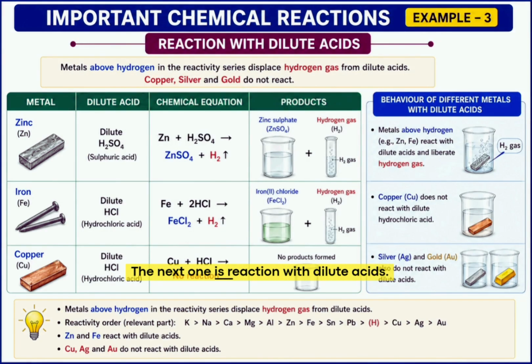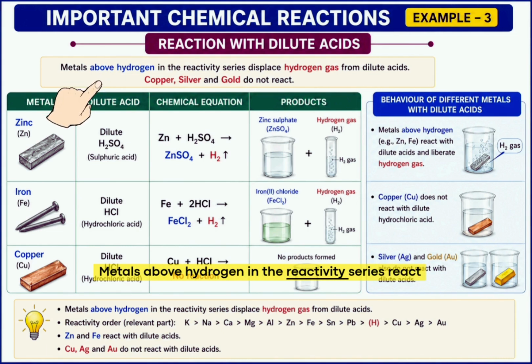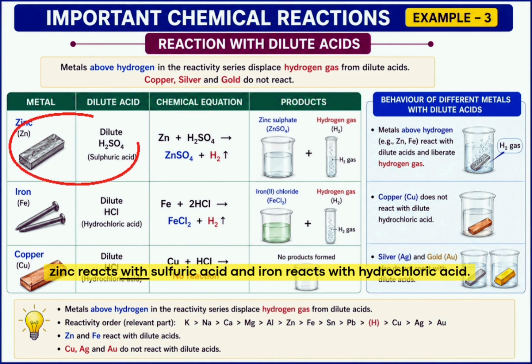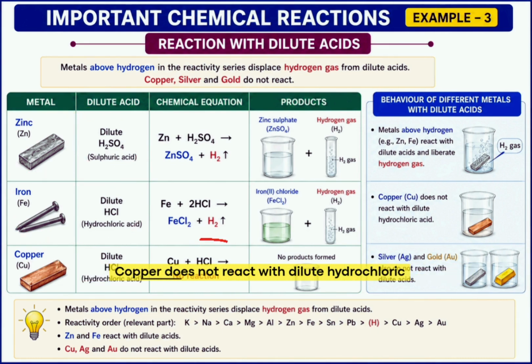The next one is reaction with dilute acids. Metals above hydrogen in the reactivity series react with dilute acids to form salt and hydrogen gas. For example, zinc reacts with sulfuric acid and iron reacts with hydrochloric acid. Copper does not react with dilute hydrochloric acid because it is less reactive than hydrogen.